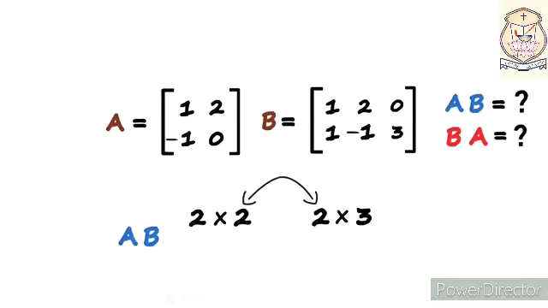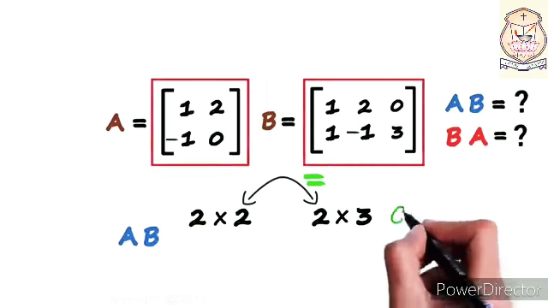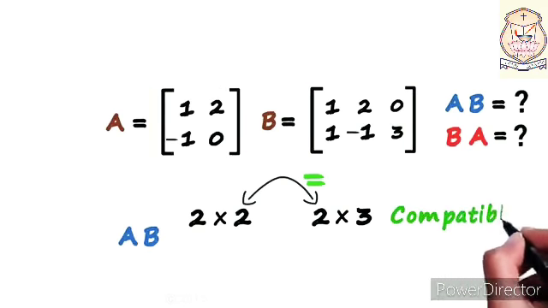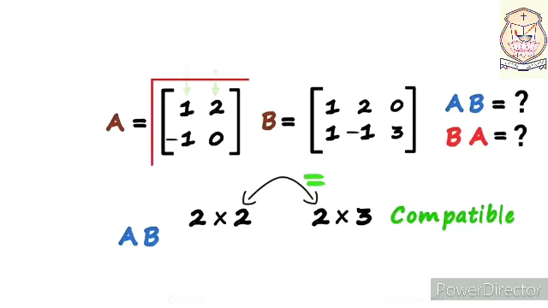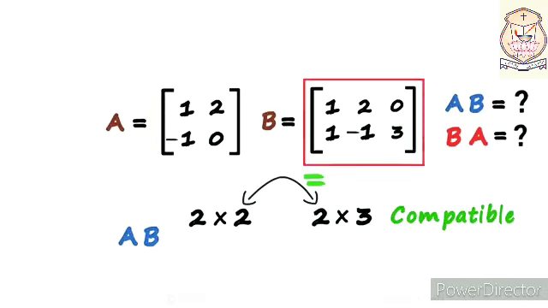The second and the third numbers are equal. It means that the number of columns of the first matrix is equal to the number of rows in the second. This tells us that the two matrices are compatible for multiplication. But as discussed in the previous session, we could have just counted the number of columns of the first matrix and compared it to the number of rows of the second.